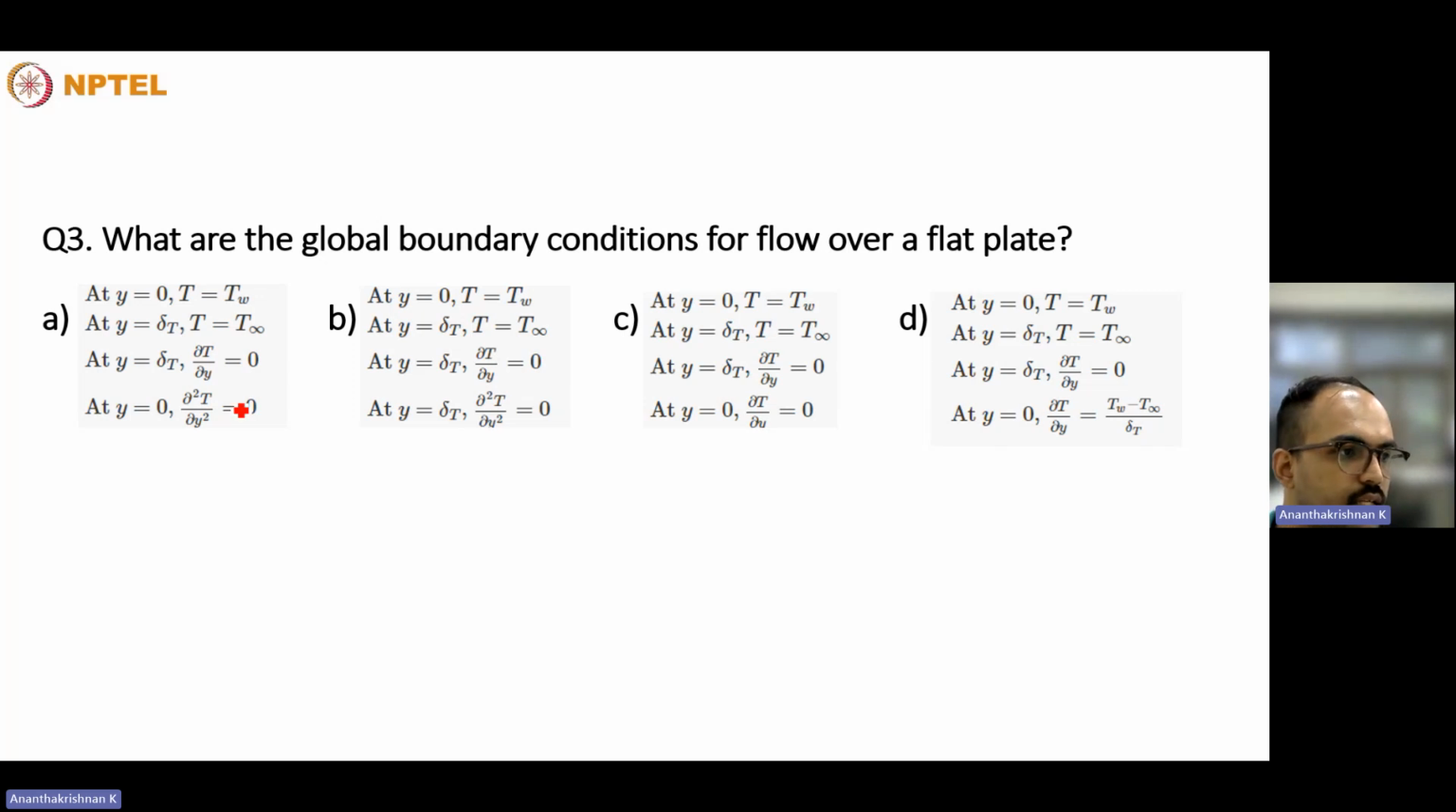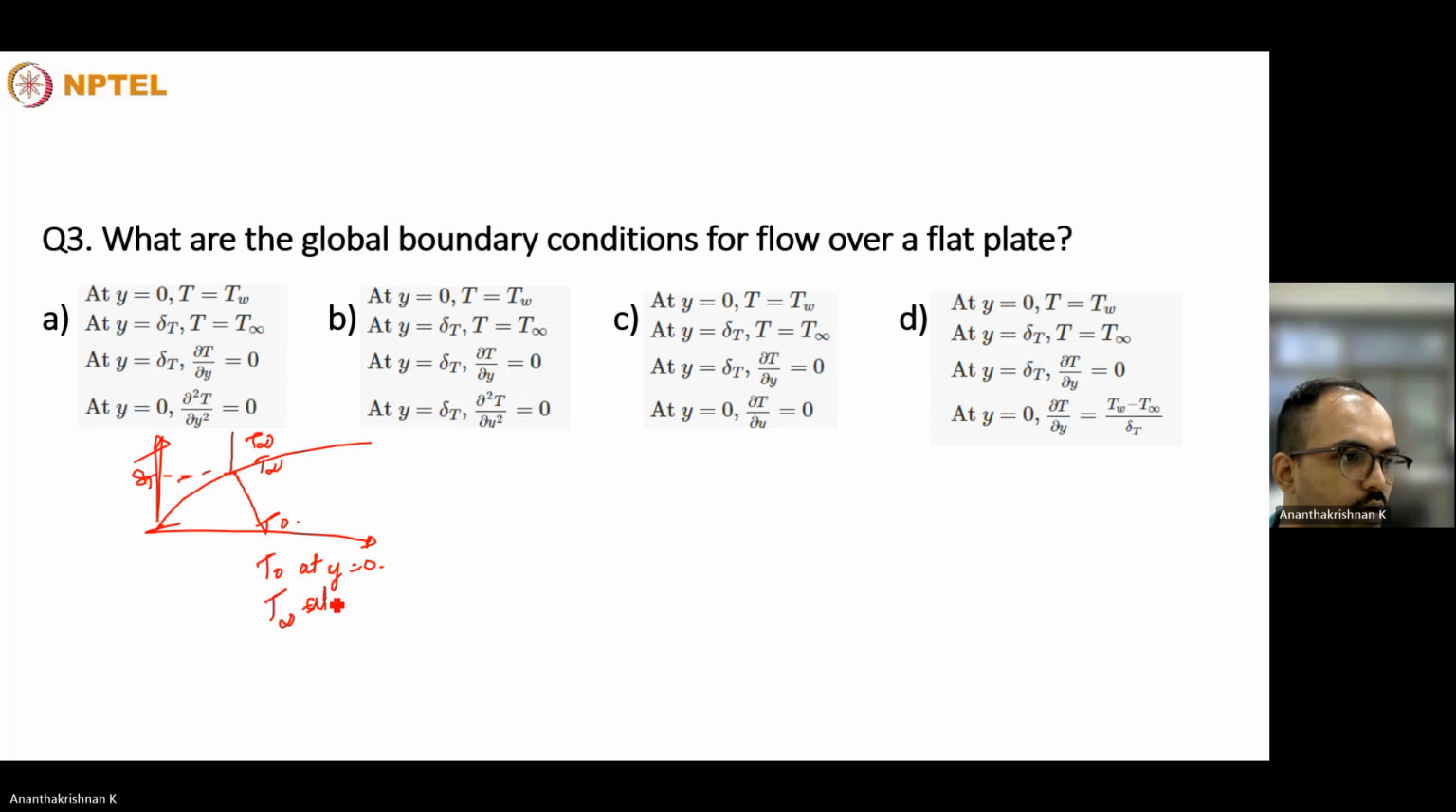So basically the first case, T infinity, here it will be T infinity and T0. So T0 at y equal to 0 and T infinity at y equal to delta T. These two are given. That's common for all the four cases. Now what about the other two?